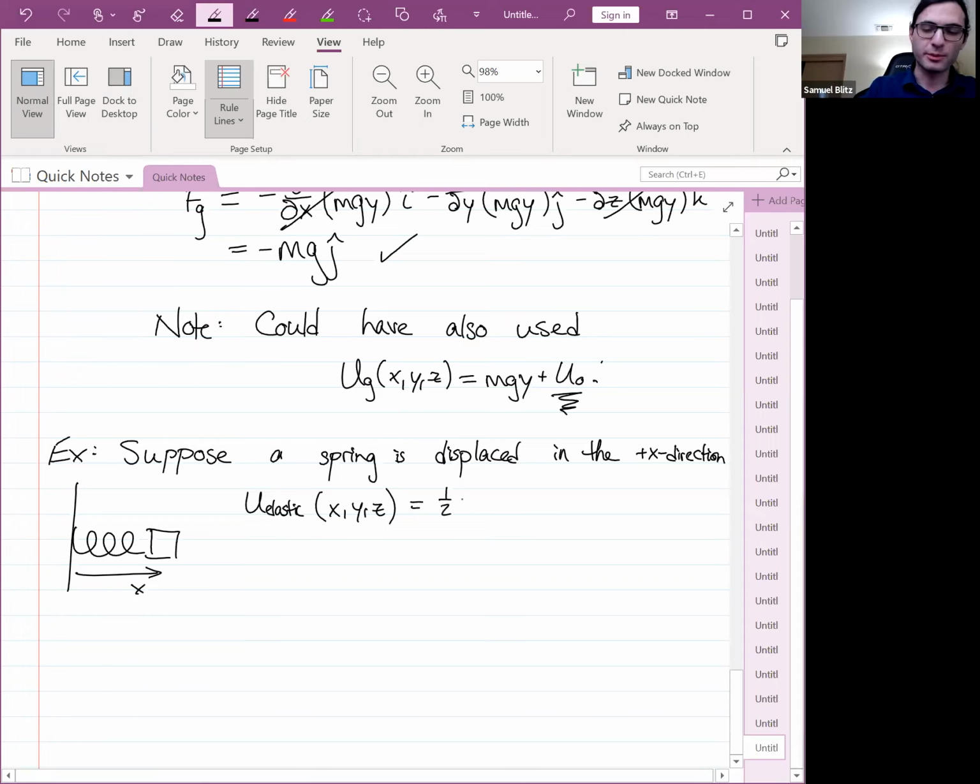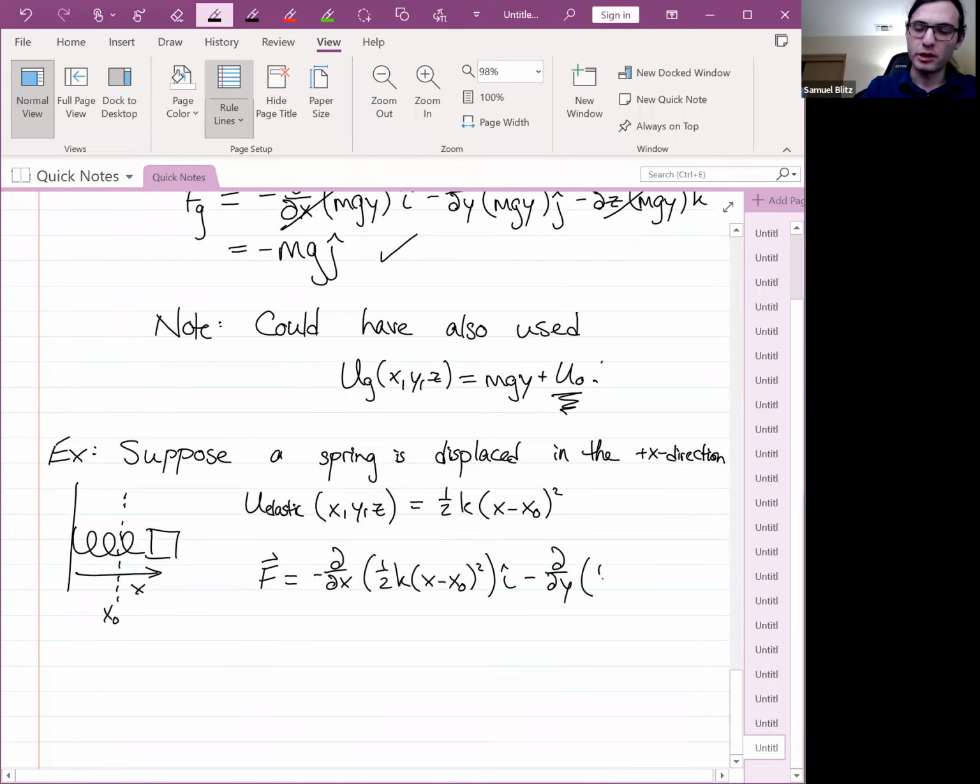This would just be 1/2 times k times x minus x naught squared, where x naught, remember, is, say, the equilibrium position. Okay, now let's find what the force is. The force is negative partial with respect to x of 1/2 k (x minus x naught) squared, i hat, minus partial with respect to y of 1/2 k (x minus x naught) squared, j hat, minus partial with respect to z of 1/2 k (x minus x naught) squared, k hat.